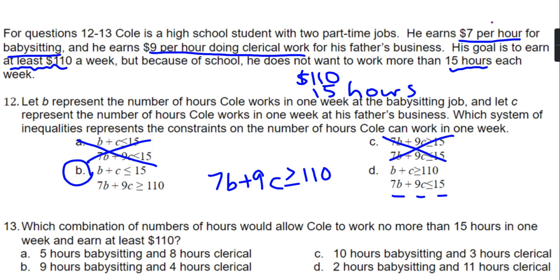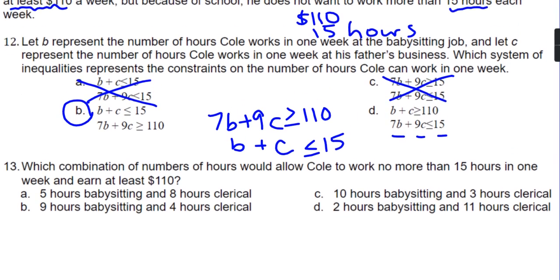Let's look at the other inequality just to make sure choice B is really correct. The other one says B, the hours babysitting, plus C, the hours at the office, are less than or equal to 15. That makes sense. That's our other total of 15 hours. He wants to work less than 15 hours or exactly 15 hours, but not more than. So we use the correct symbol in that one. So that's choice B for question 12.